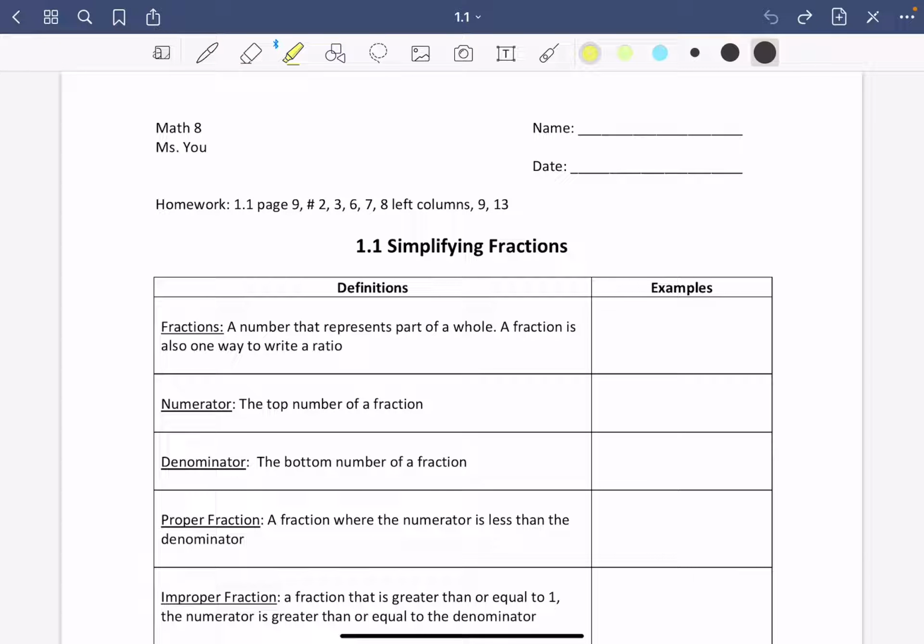Today we'll be doing a lesson on simplifying fractions. That's section 1.1. Your homework is listed here. Please finish them and take a photo of your work and upload it onto OneNote.